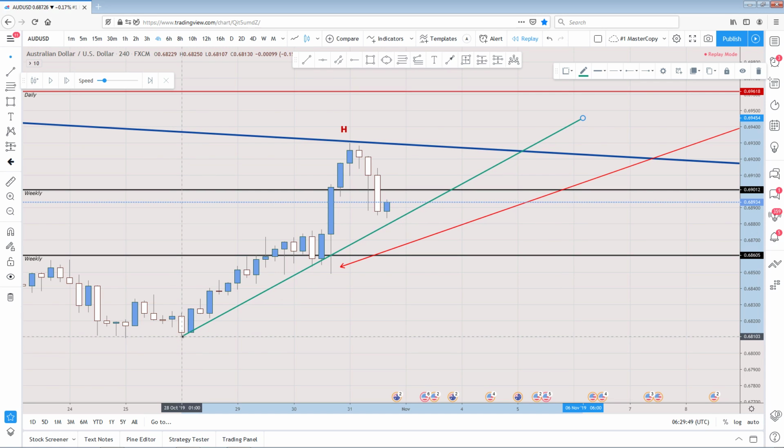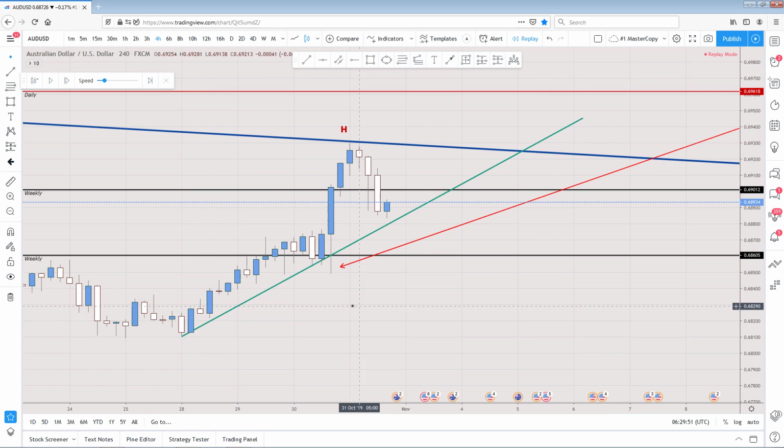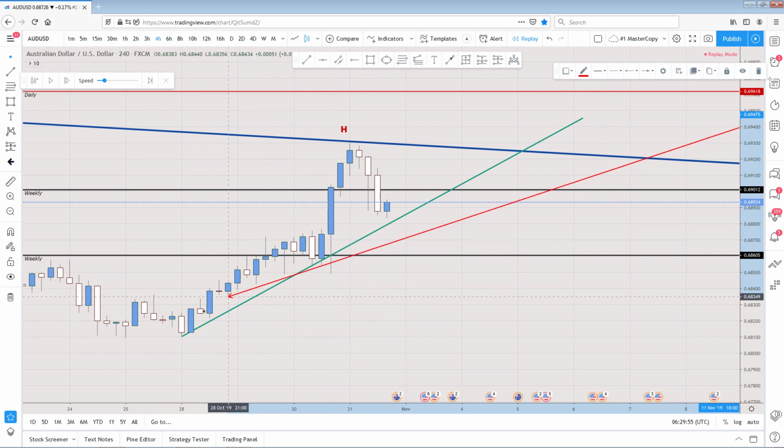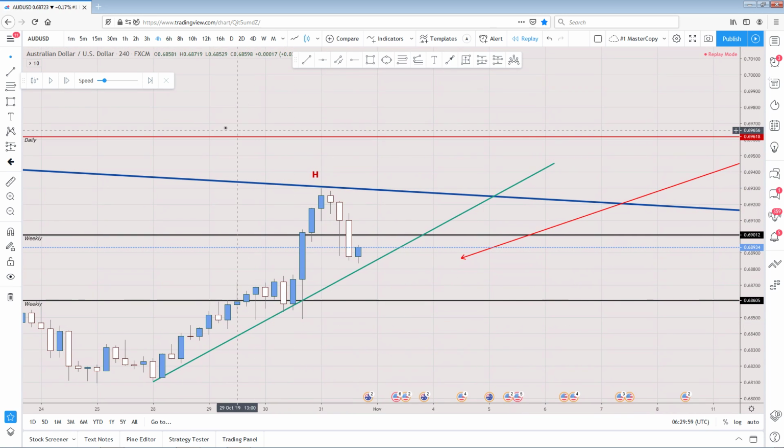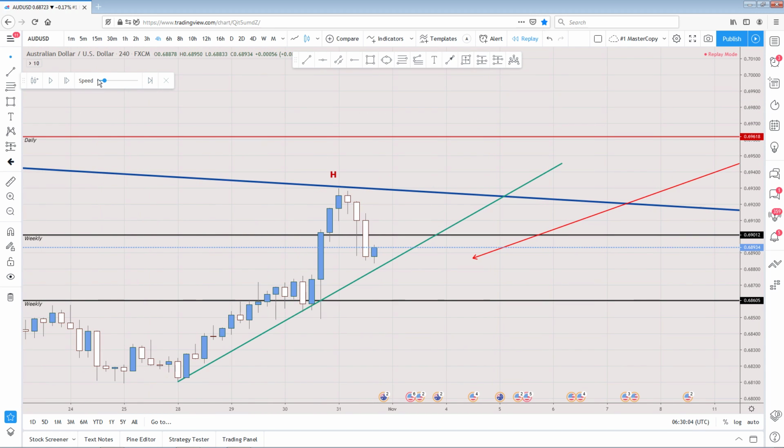I'm going to leave it there for now. So I'm just trying to find a trend line. So here, how we use the replay feature is you can adjust the speed, and then when you hit play, it'll start showing you the candles. So one second, let me try it.